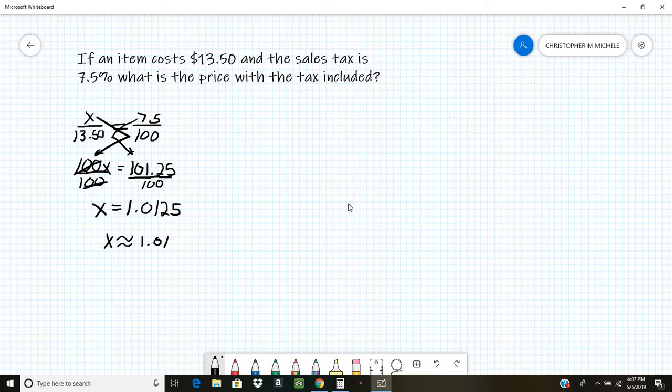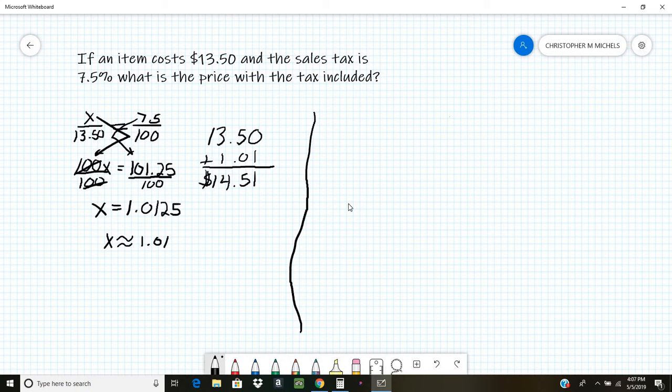Let's see. So now we found the 1.01. So this is an increase. So now I take the 13.50. You still got to pay what the item costs, plus the 1.01. So I'm going to pay $14.51 for that item.